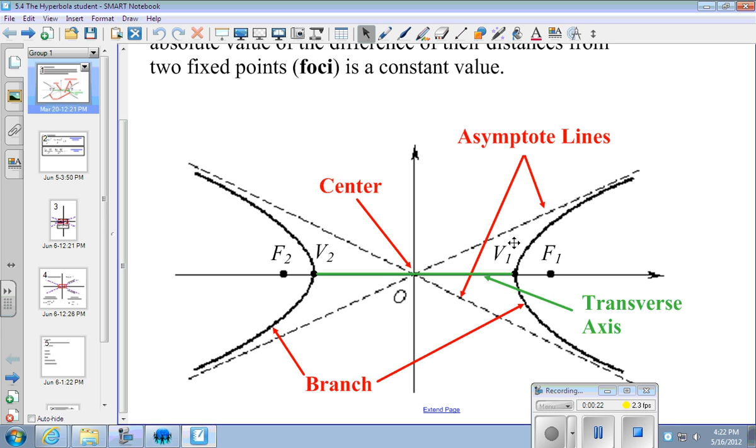There's something called the transverse axis. You have two asymptotes. Remember, asymptotes are lines that the graph approaches but never crosses. We have a center, and we have two branches of it. We have foci, vertices, and of course we start beautifully with the center in the middle, but we're going to move that center all over the place.